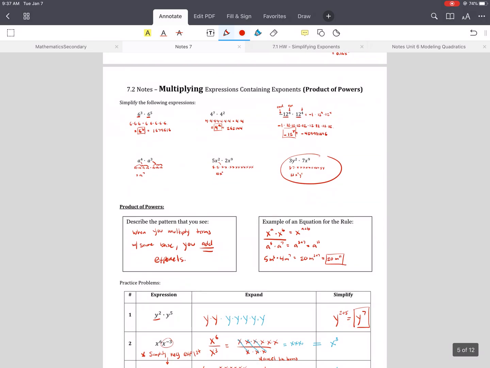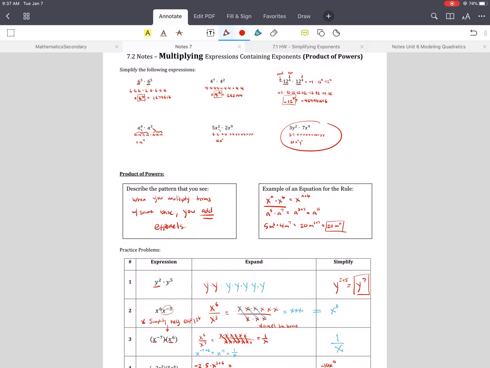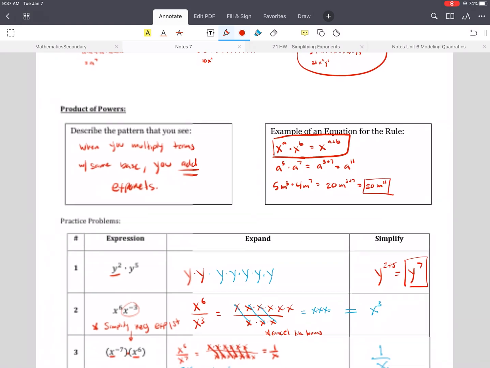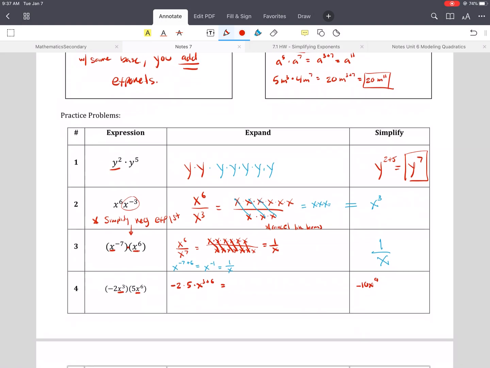And we also learned about multiplying expressions that have exponents. What we learned, and this is kind of the key right here, is that if we have two bases that are the same and we're multiplying them, then we add their exponents. Right? And we did a lot of examples of that.